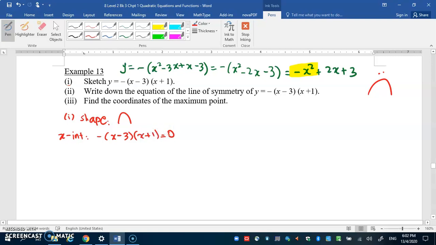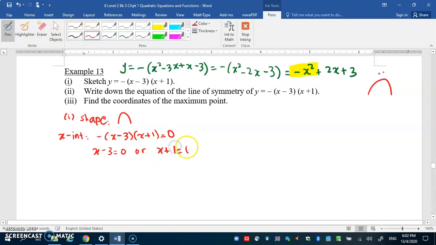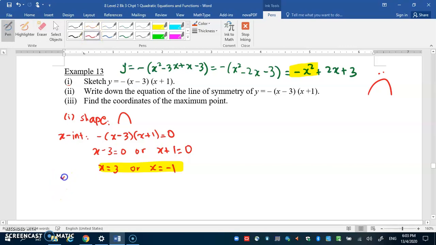Now, using the zero product rule, of course -1 cannot be 0, right? So we ignore the negative and we focus on the two brackets. So either x minus 3 is equals to 0 or x plus 1 equals to 0. So when I solve, I will get x equals to 3 or x equals to -1. Okay, these are my two x-intercepts.